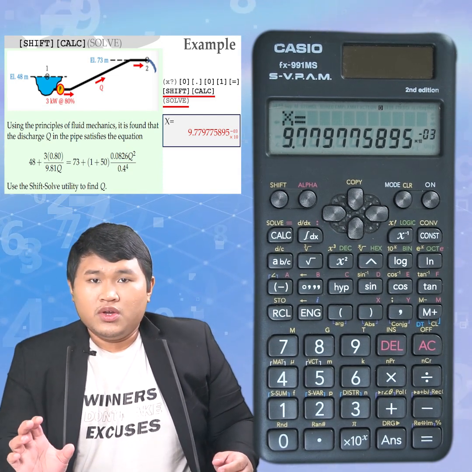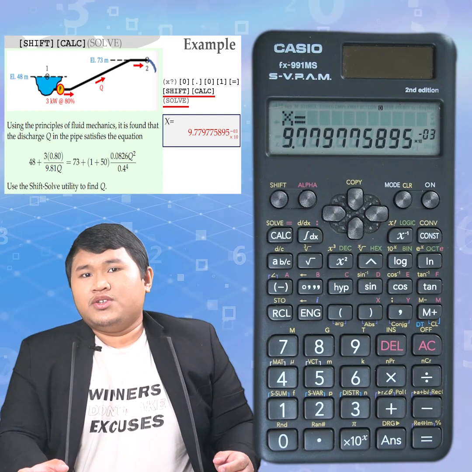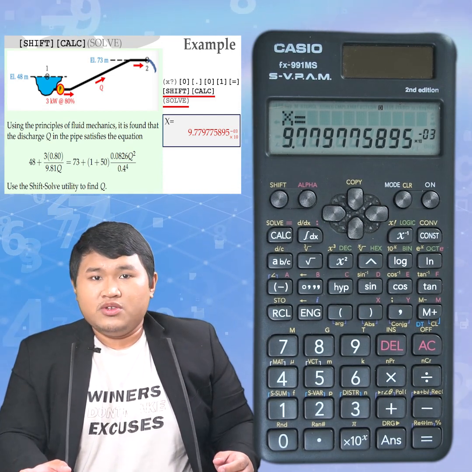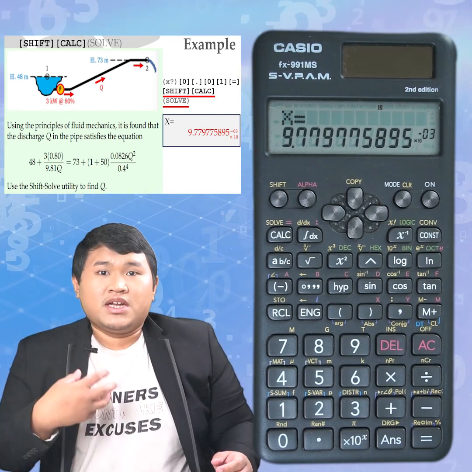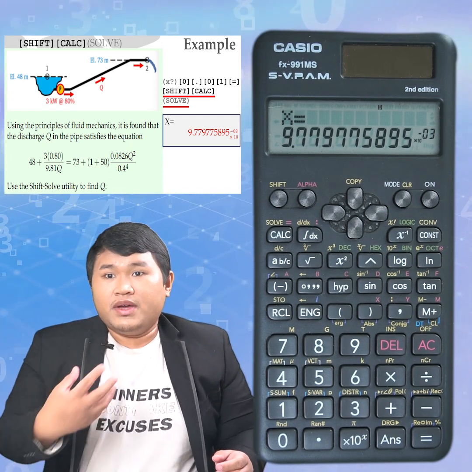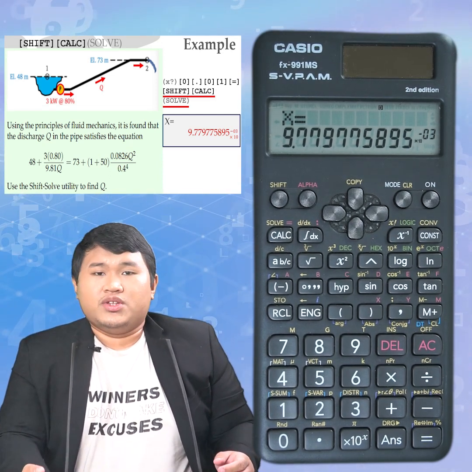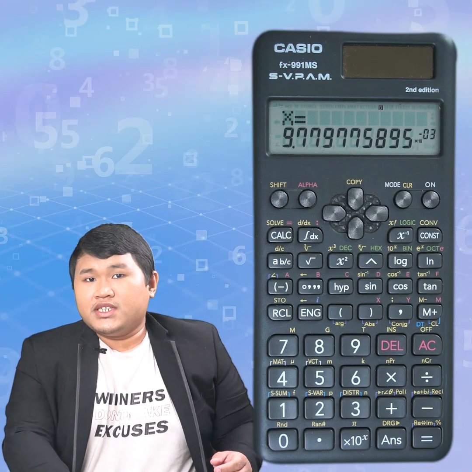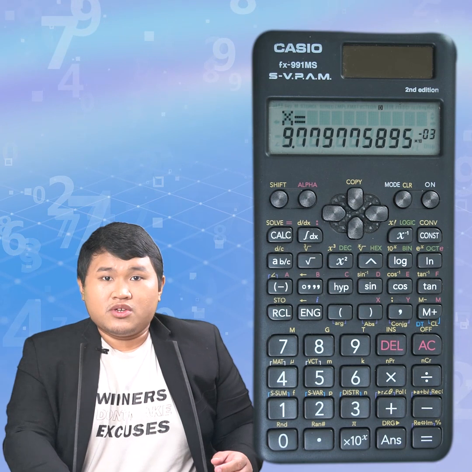And just so you know, SHIFT-SOLVE, as with other calculators, uses a modified version of the Newton-Raphson procedure. It's a numerical approximation that allows us to calculate numerically, one by one, the roots of any equation that you want. Now, let's have another example of how SHIFT-SOLVE is used.